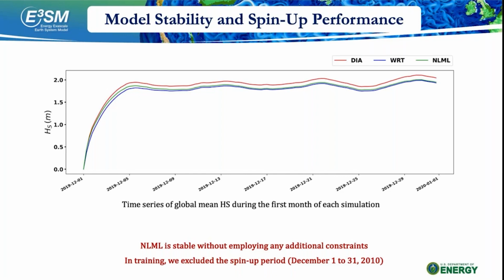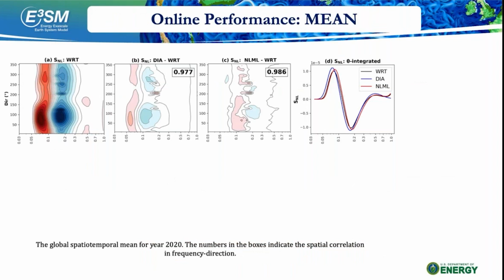So this is showing the online performance and the main parameters, the mean of the nonlinear interaction. This is the WLT, the mean nonlinear interaction, and the second figure is showing the difference between the DIA and the WLT, and then figure C is showing the difference between the ML and the WLT. You can see from here that the ML error is smaller than that introduced by the DIA, and the pattern correlation is improved with the ML method, which shows that our ML model closely matches the pattern of the WLT with reduced error.